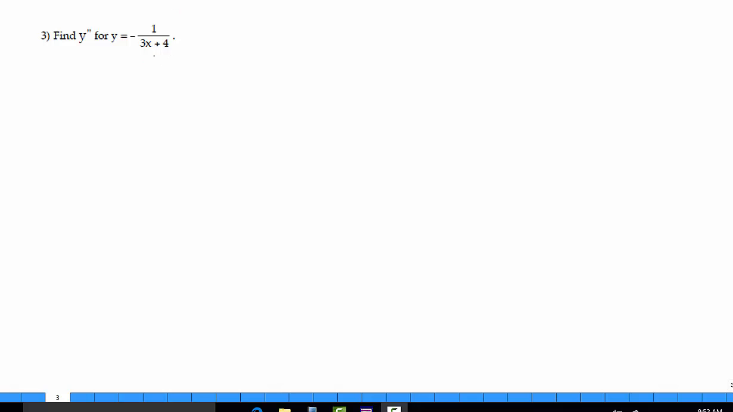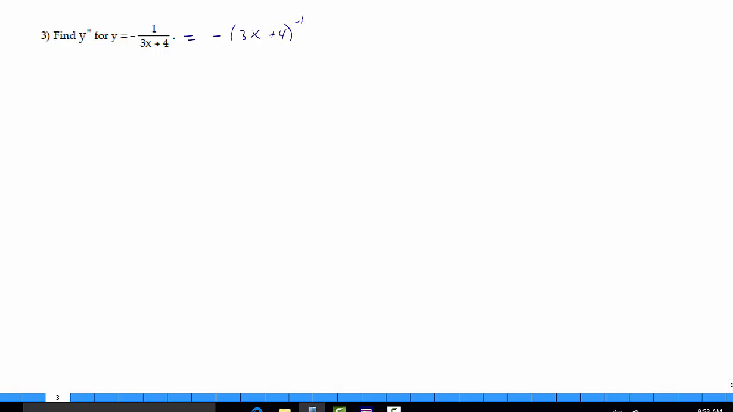Okay, so notice here that I've got this fraction. There are 2 possible solutions for this one. I could use my quotient rule, or, and this one will be a little bit easier, rather than the quotient rule, I can bring my denominator up and write this as 3x plus 4 to the -1 power. And then I can go ahead and use my general power rule. So that's how I'm going to approach this one here.